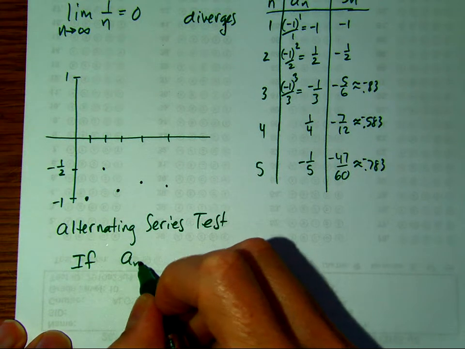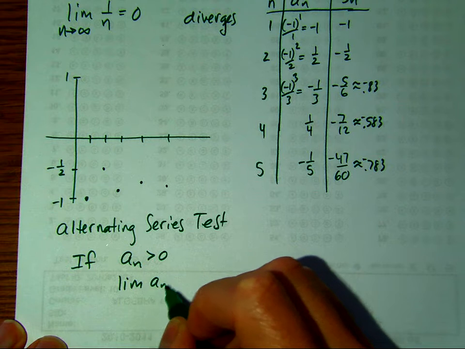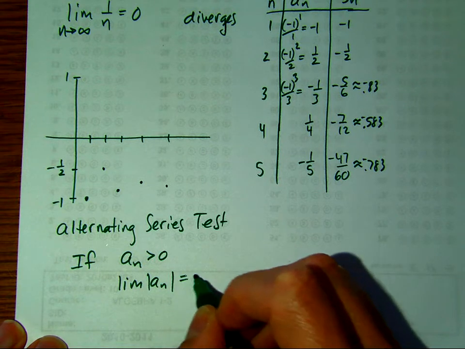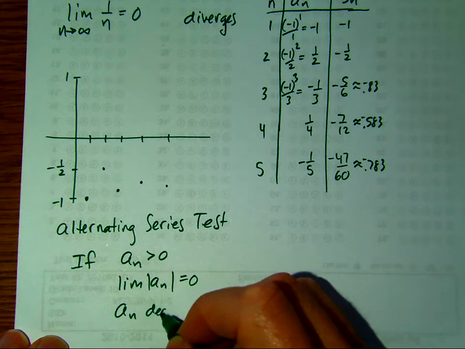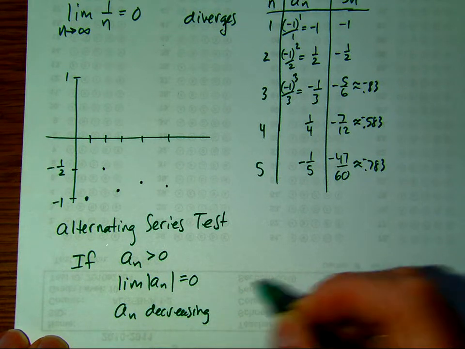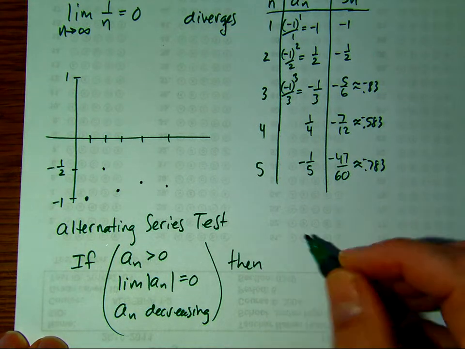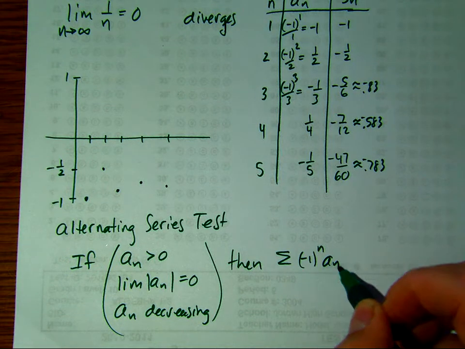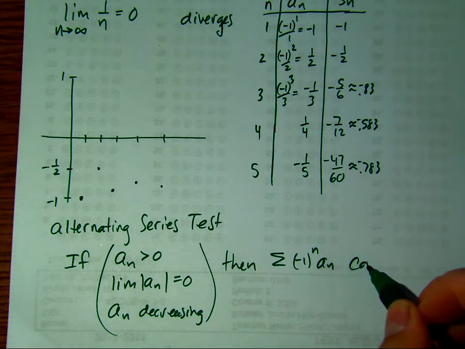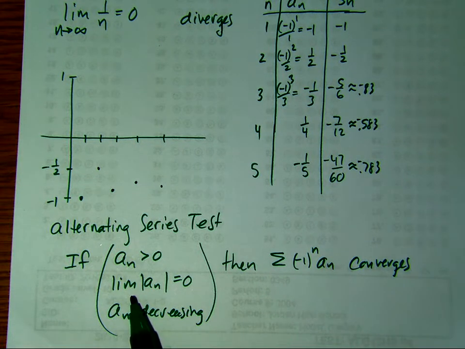If the sequence is positive, if the limit of the sequence is 0, and the sequence is decreasing, if all of these are true, then the series converges. So we have positive values, we have the limit being 0, and it's decreasing.